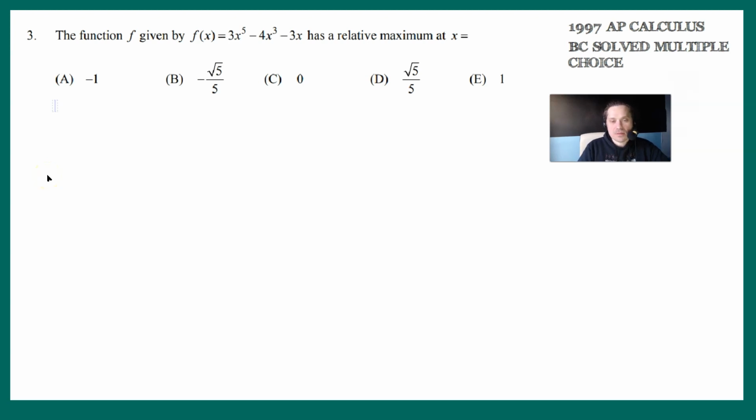The 1997 AP Calculus BC solved multiple choice, that's what I'm doing here. Question number 3 from that test. A function f given by f of x equals 3x to the fifth minus 4x cubed minus 3x has a relative maximum value at some x.